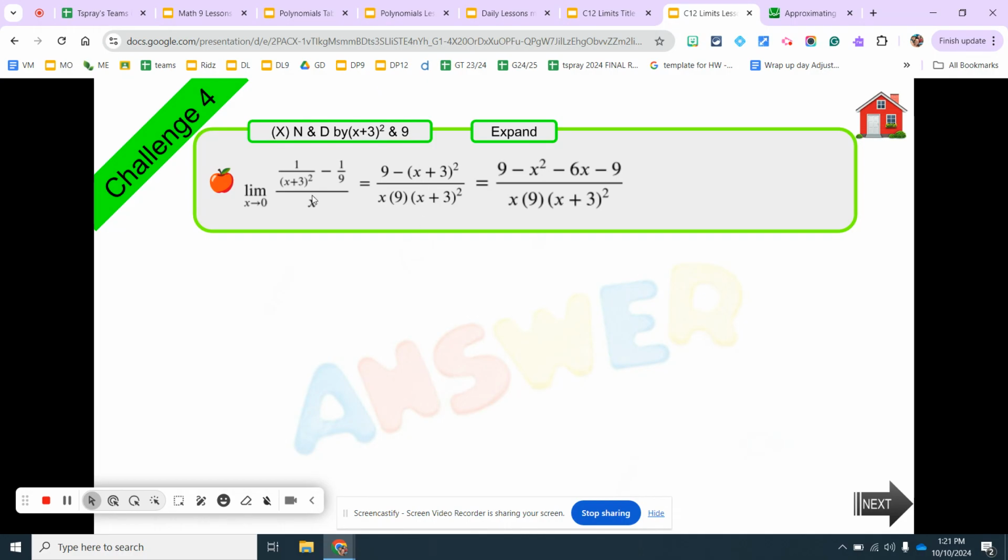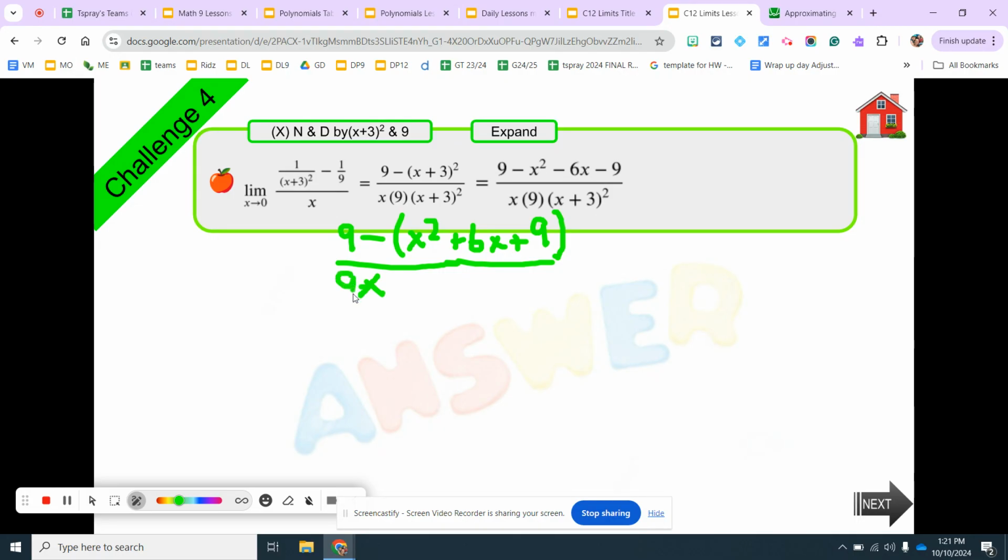The next thing that we did, which I didn't write down, and some of you may need this, is we just need to expand the top out. So on the top, it's going to be 9 minus, put brackets around here, x squared plus 6x plus 9. And then on the bottom, we're going to still have all that bottom stuff. Now what we're trying to do is get rid of that x. If we can cancel out that x, then there's a limit. If we can't cancel it out, there's no limit.